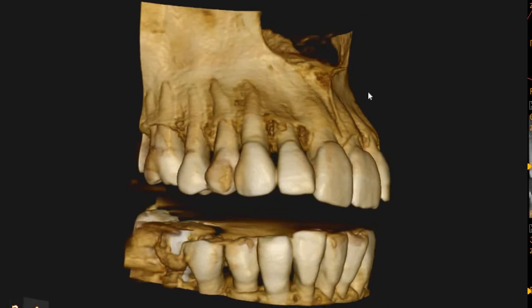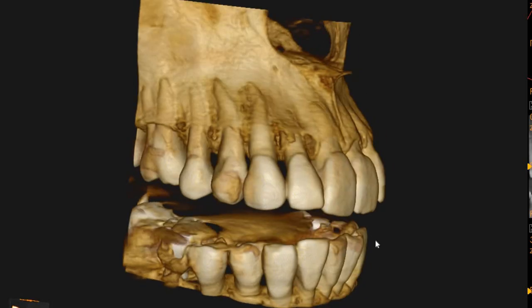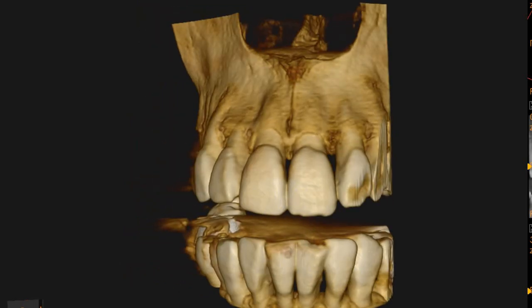This is the segmental CBCT of the patient that you had requested. The area of interest highlighted to us by our doctor is the upper right lateral incisor and the upper right canine. Now, this is the 3D rendering.